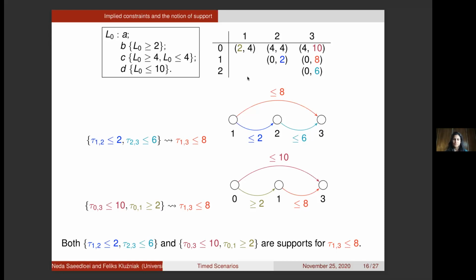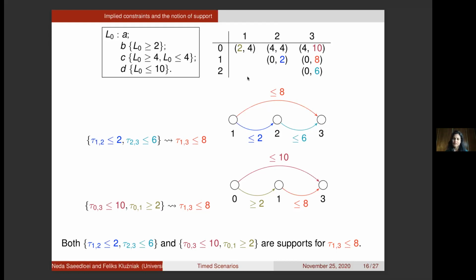However, we observe that at row 1, column 2, we have the value 2, which means that the time distance between event 1 and 2 is at most 2. And similarly, the time distance between event 2 and 3 is at most 6. So we observe that these two constraints imply that the time distance between 1 and 3 must be at most 8. Similarly, the same constraint can be implied by a different set.